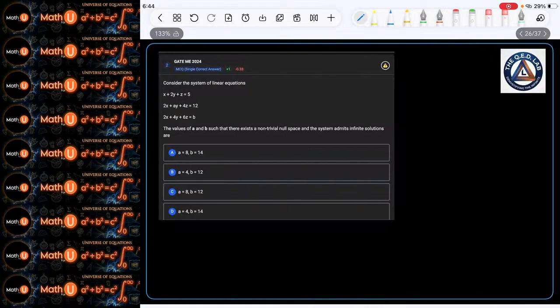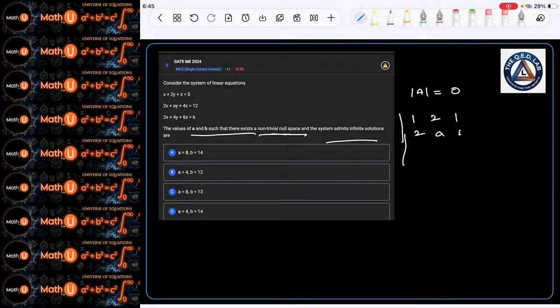And next, this is a question. Consider the system of linear equations. They are asking to find the values of a and b such that there exists a non-trivial null space and the system admits infinite solutions. When the system admits infinite solutions, the first condition should be that the determinant of A is equal to 0. Find the determinant of this: 1 2 1, 2 a 4, 2 4 6, is equal to 0.